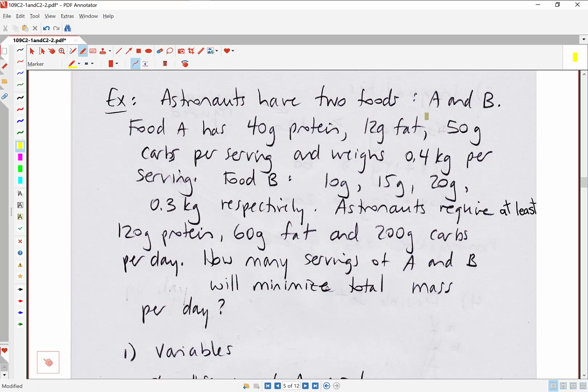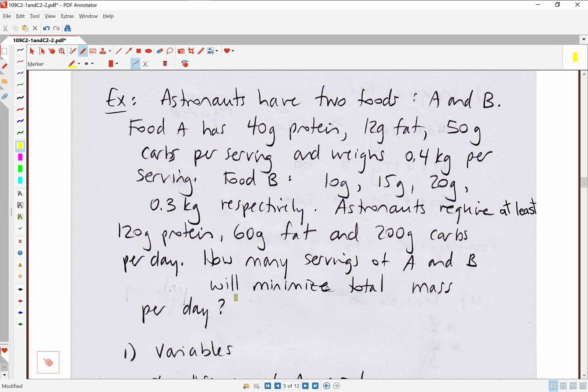Astronauts have 2 foods, and for simplicity, we're just going to call those 2 foods A and B. Food A has a certain amount of protein, fat, and carbs per serving, and it weighs 0.4 kilograms per serving. Similarly, food B has a certain amount of protein, fat, and carbs per serving, and it weighs 0.3 kilograms per serving. Astronauts require at least a certain amount of protein, fat, and carbs per day, and we want to know how many servings of A and B will minimize the total mass per day.